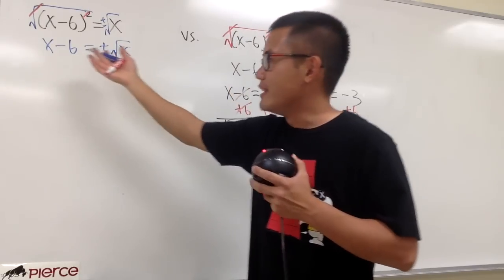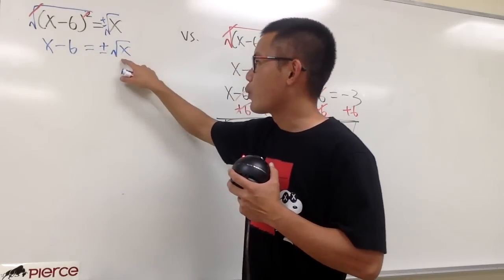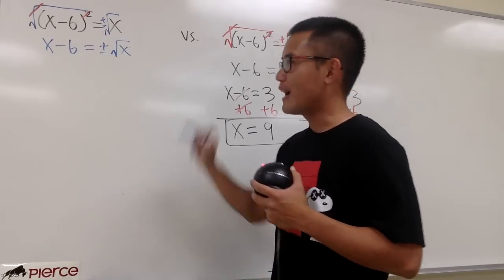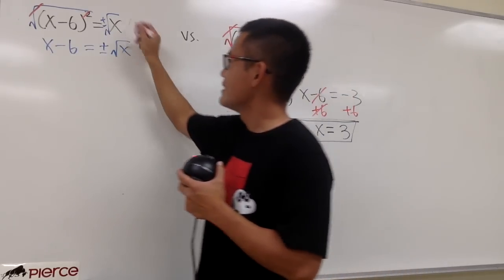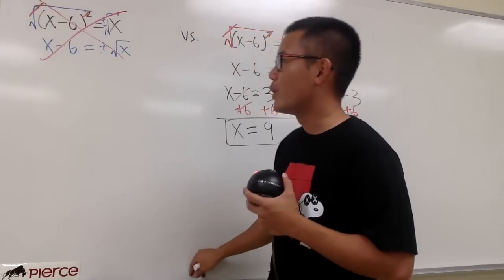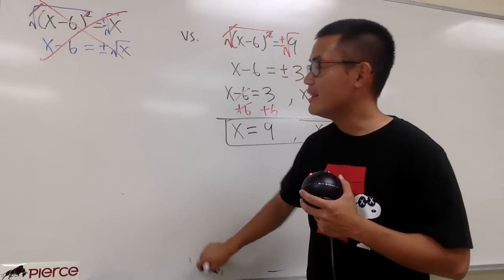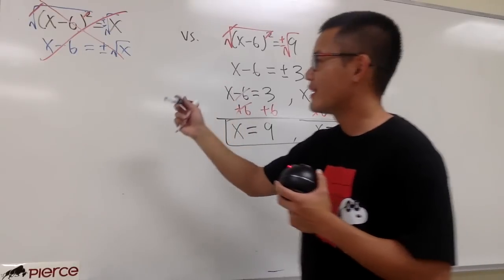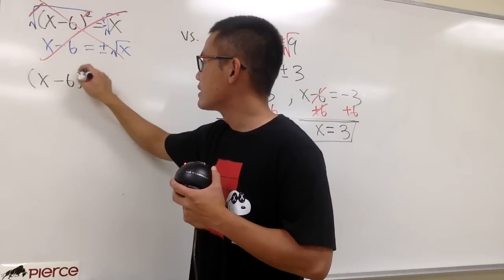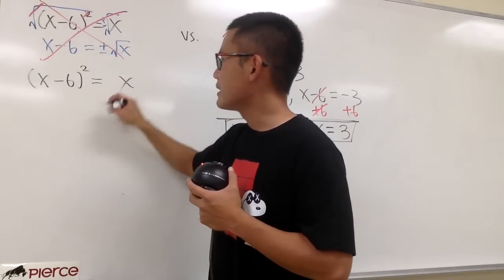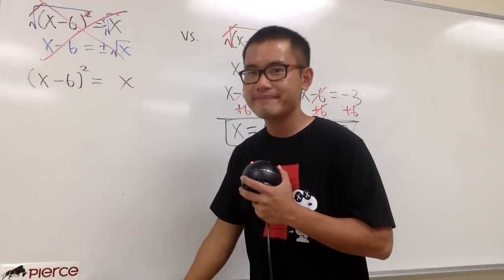I end up with an equation with a square root of x. I don't want that, isn't it? So let's get rid of this. This is not what we want to do. And this is the correct way to do this, right? So let me write this down again. X minus 6 squared is equal to x. That's the original question, right?